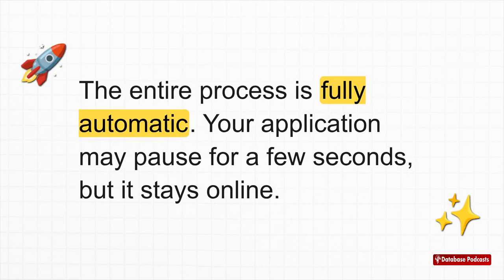This entire process, the failure, the election, the promotion, it all happens automatically, usually in just a few seconds. Your application might see a tiny blip where it can't write, but it never goes completely offline. That is high availability in action. It's not something you have to manage, it's just built in.